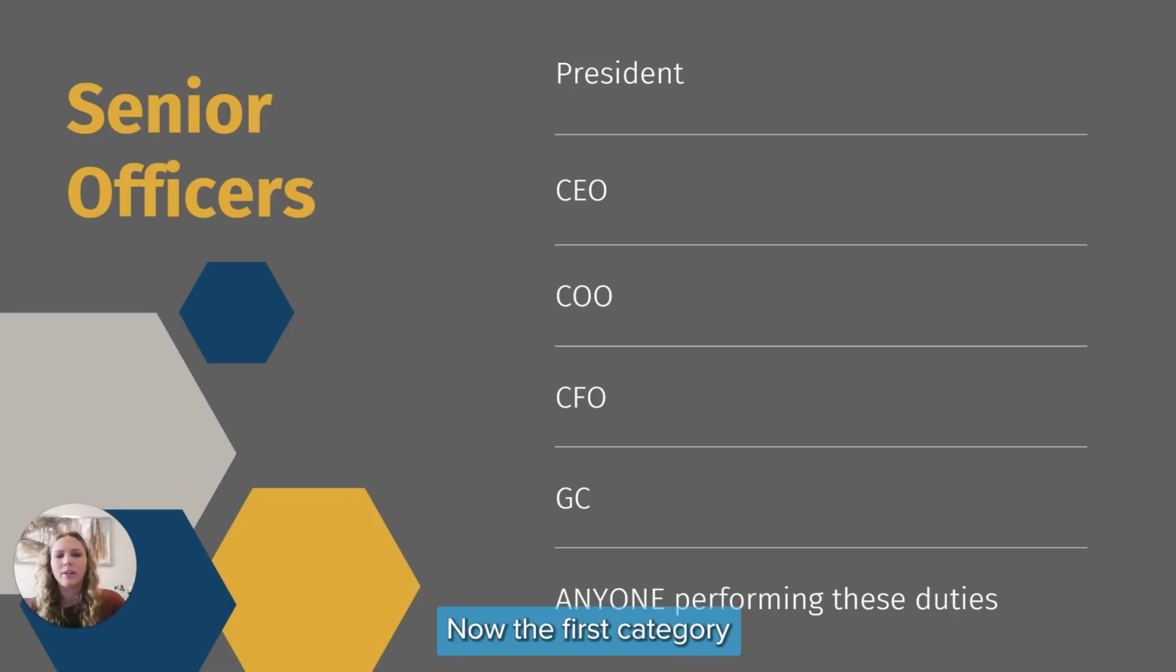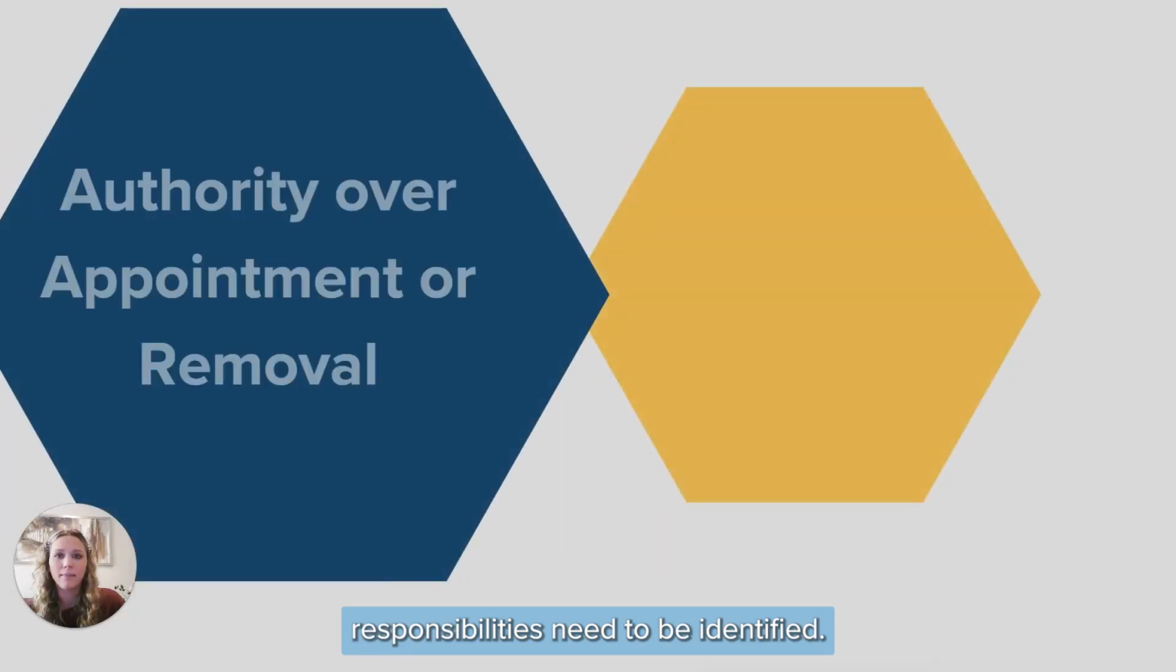Now, the first category includes individuals serving in high-ranking positions, such as president, CEO, COO, CFO, or similar roles. However, it's not just about the formal titles. What matters are the functions and duties performed. Even in companies without these traditional corporate titles, members fulfilling the senior management responsibilities need to be identified.